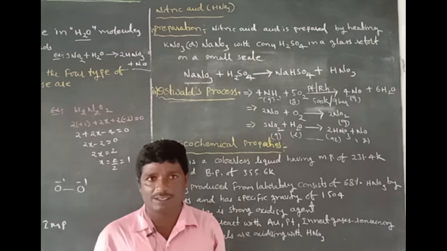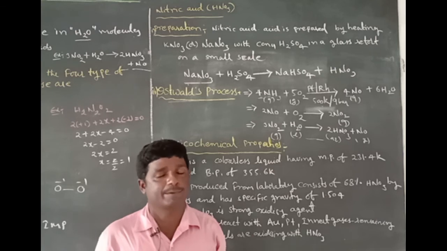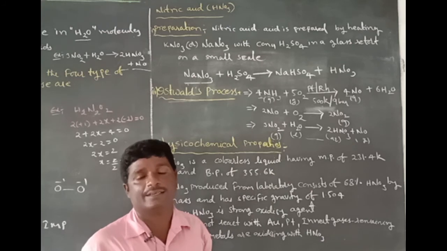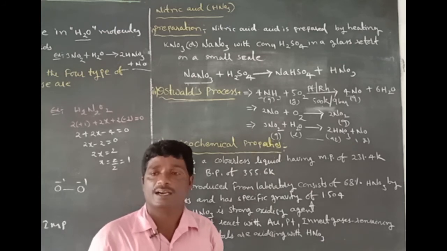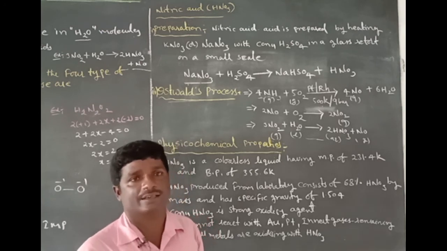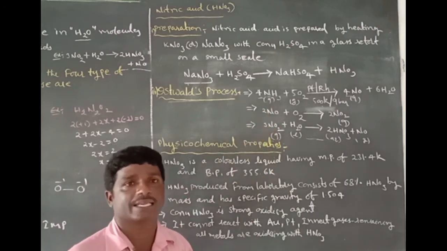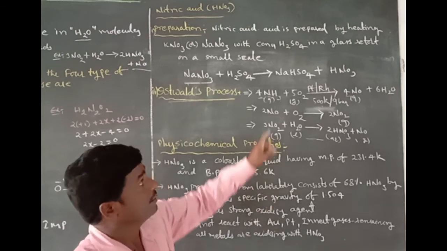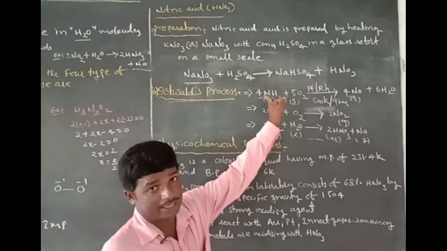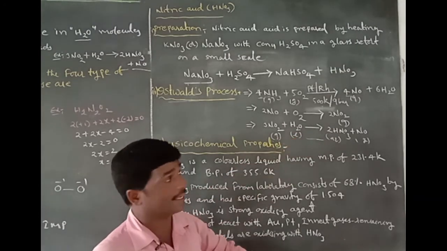In the Ostwald process, nitric acid is prepared on a large scale by the catalytic oxidation of ammonia in the presence of oxygen. The Ostwald process is used for the manufacture of nitric acid, which is based upon the catalytic oxidation of ammonia by atmospheric oxygen.